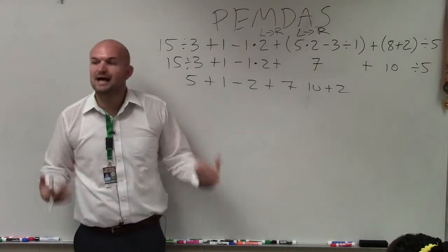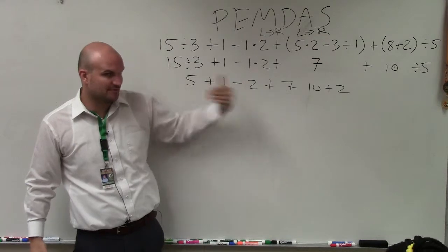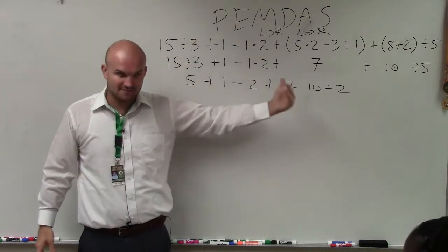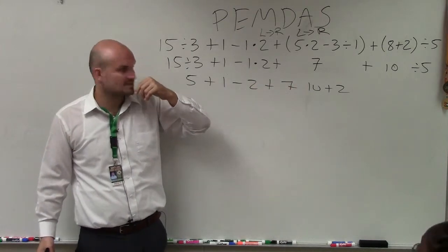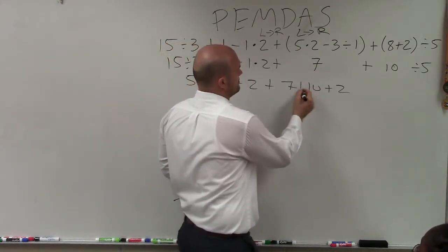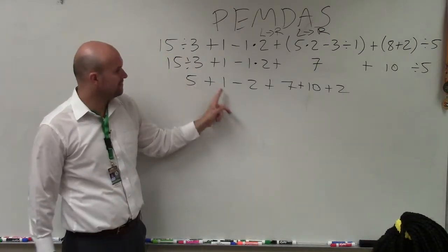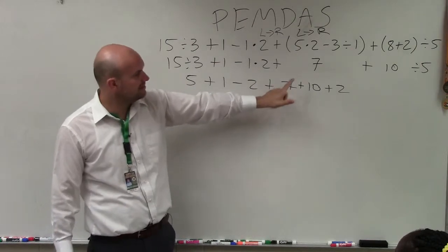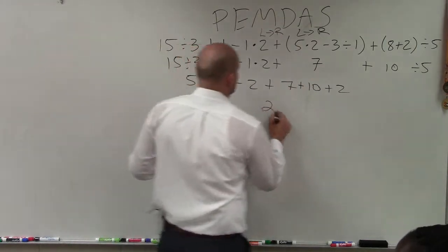OK? Now we have eliminated all the parentheses. We have eliminated all of our multiplication and division by going left to right. Now we're going to do addition and subtraction from left to right. Make sure you go from left to right. Yes, for Tansy. Is that a 10? Yes. Plus 7. So 5 plus 1 is 6. Minus 2 is 4. Plus 7 is 11. Plus 10 is 21. Plus 2 is 23.